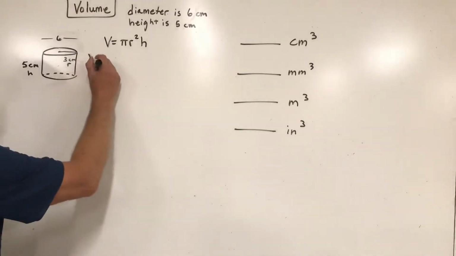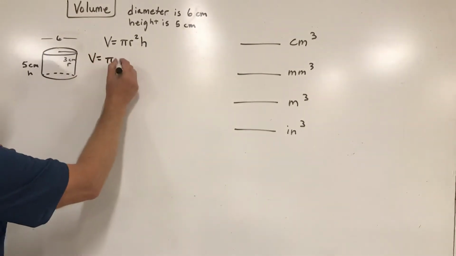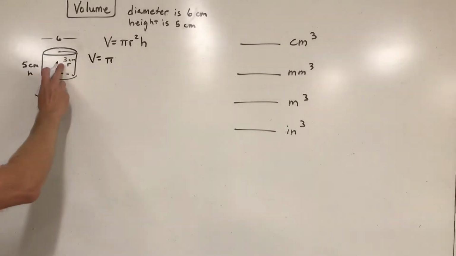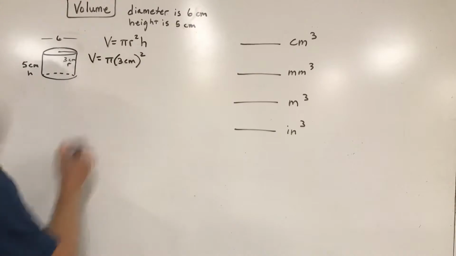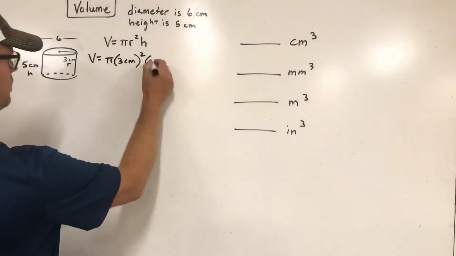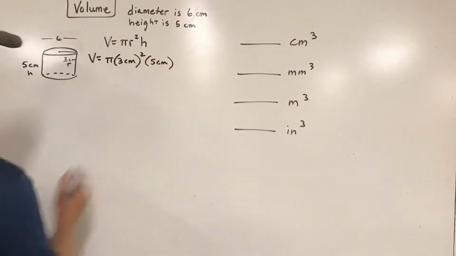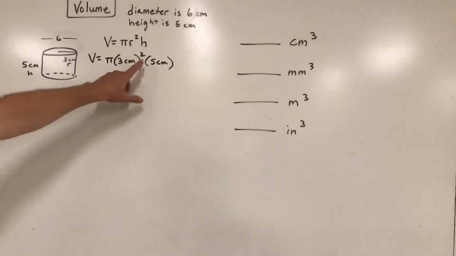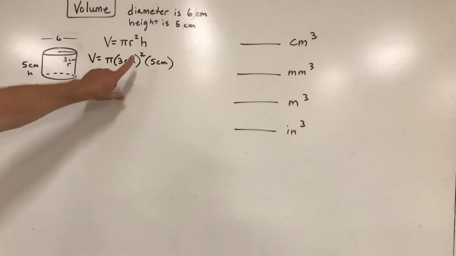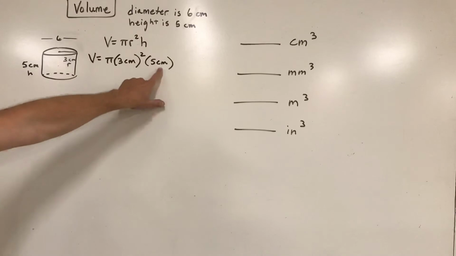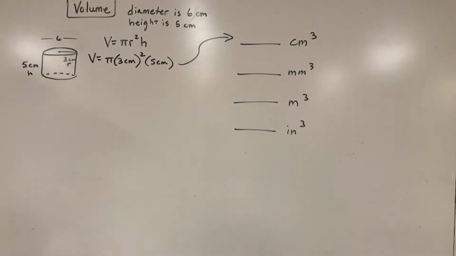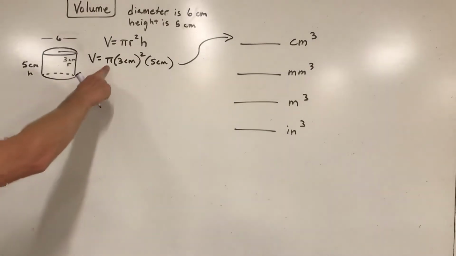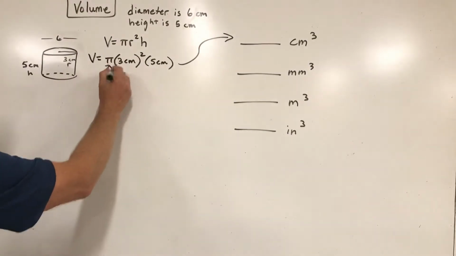So the volume is going to be pi times the radius squared, which is 3 centimeters squared, times 5 centimeters. Now check out what's happening here. Because of this squared, we're taking centimeters times itself. Centimeters times centimeters times centimeters. That is going to give us centimeters cubed. Okay? Pi is just a unitless number that goes in there, and we're going to use 3.14.